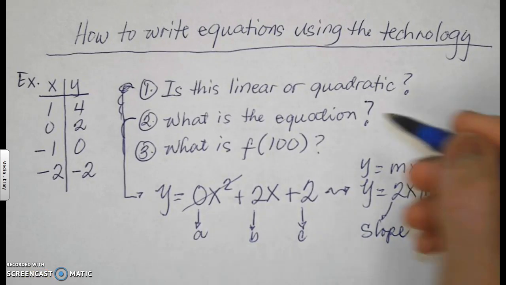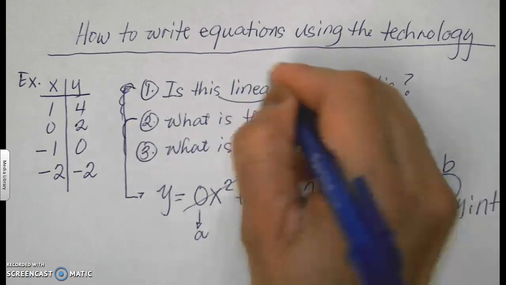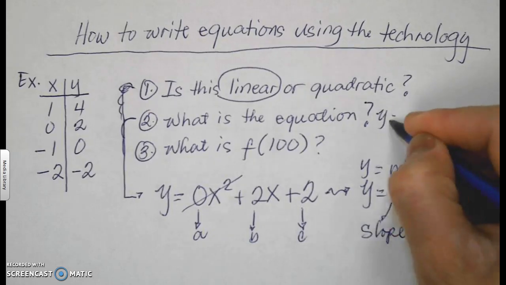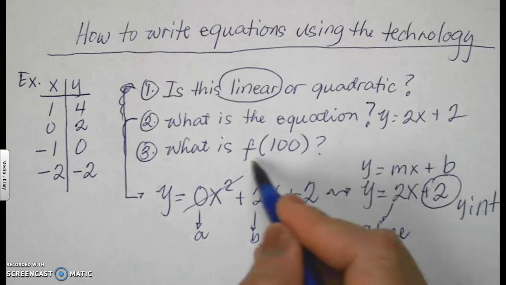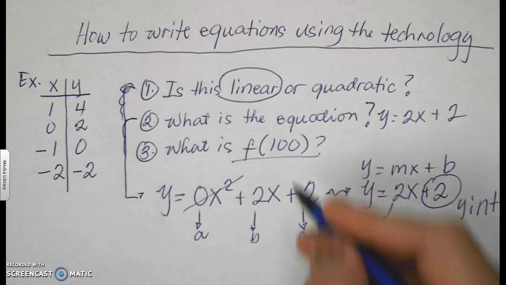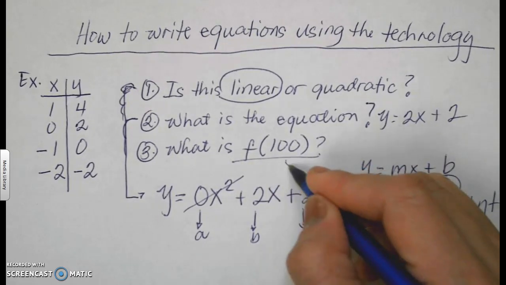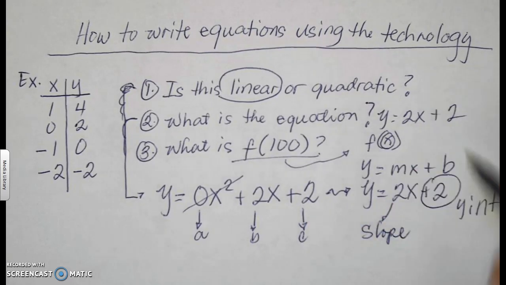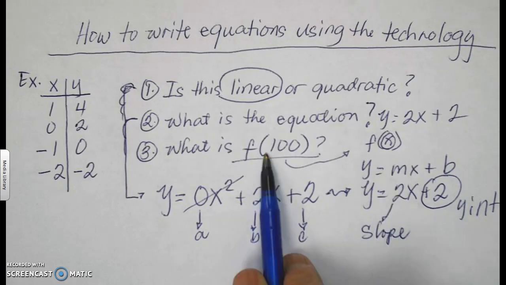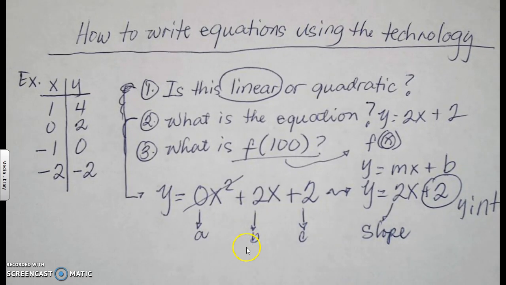So this given right here is linear. The equation is y equals 2x plus 2. And how to get to f of 100: if you remember, the 100 is your x, so f of x. So you need to get the value of y when x is 100. That's what you're trying to get. Therefore, this is what you do.